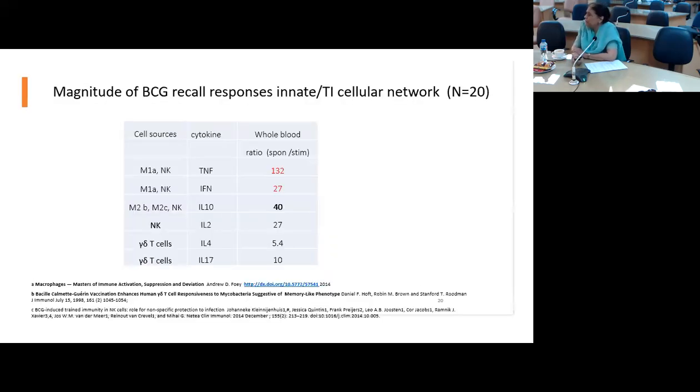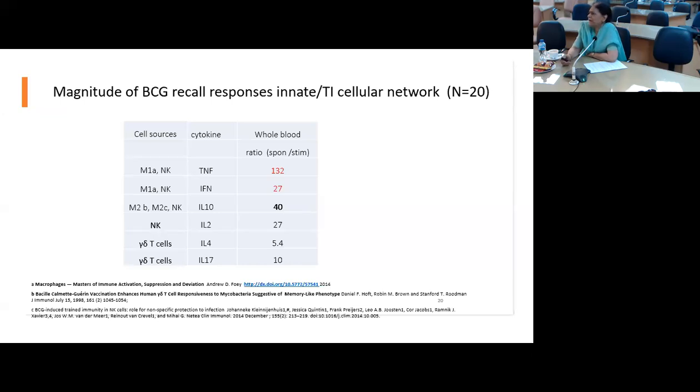So that was the next question that we asked. What is the magnitude of response? To understand the magnitude of response, we calculated the ratio of stimulated over the ratio of non-stimulated cells. And basically this shows what the magnitude of response was. So if it is 132, that means it was 132-fold higher than in the unstimulated cytokine plasma. That's what it means. And what you see is, of course, those cytokines that are associated with macrophages are much higher, and those associated with other cell types are lower in magnitude.